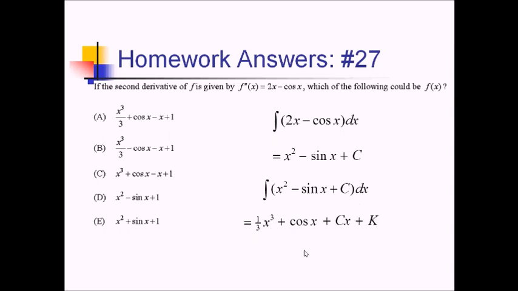So we need to find an answer choice that matches this form. So we have an x cubed over 3. That narrows it down to choices A and B. We have a plus cosine, so that actually just narrows it down to choice A. And if we look at the rest of this, minus x and plus 1, it's kind of hard to match the form here, but that just means that c could be negative and k could be a value of 1. So choice A, by process of elimination, is the best one here.